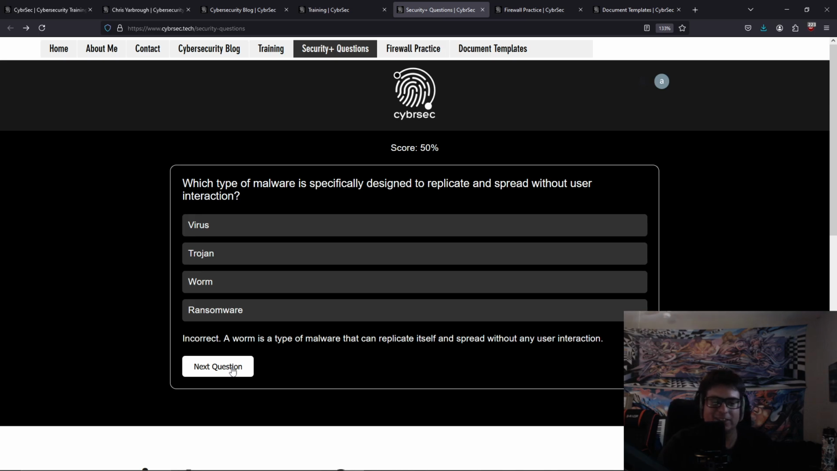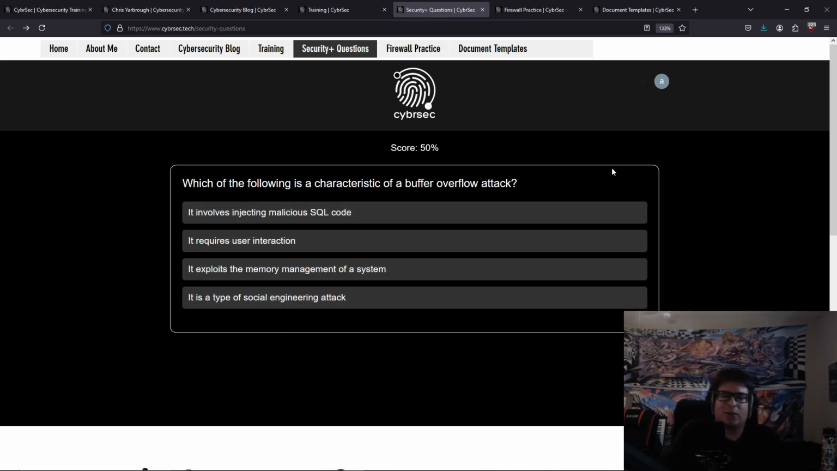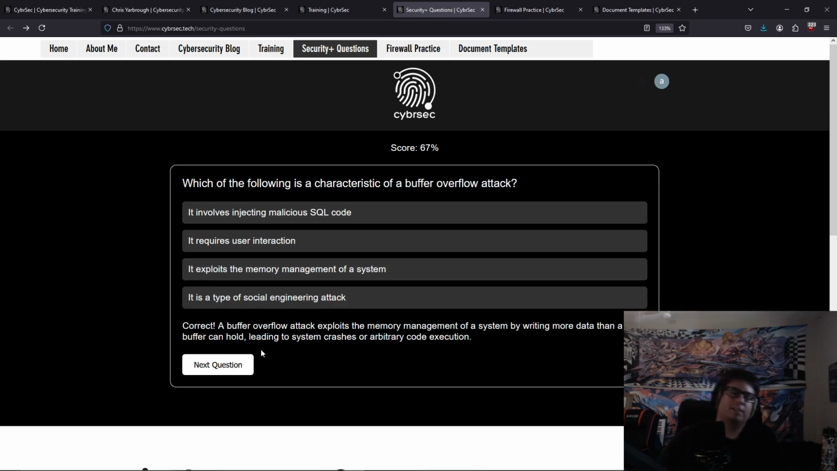Needs more study. Which of the following is a characteristic of a buffer overflow attack? A buffer overflow attack exploits the memory management of a system. Correct. A buffer overflow attack exploits the memory management of a system by writing more data than a buffer can hold, leading to system crashes or arbitrary code execution.